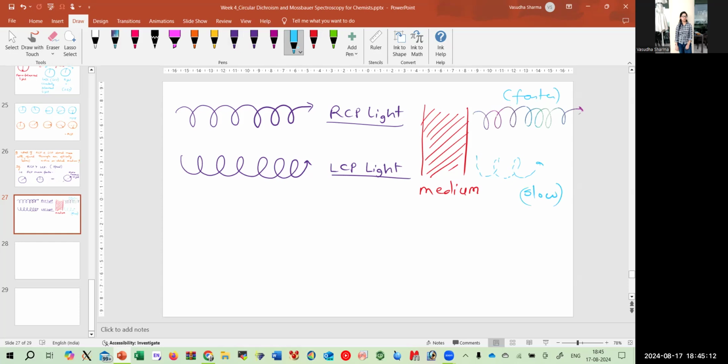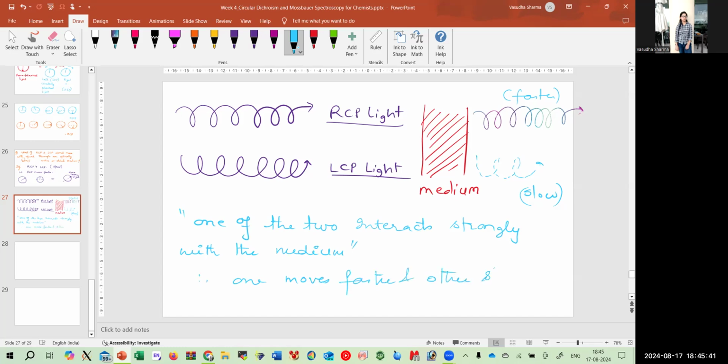What happens is one of the two interacts strongly with the medium. Therefore, one moves faster, another slows down. So this is how it happens if they both have different speeds.